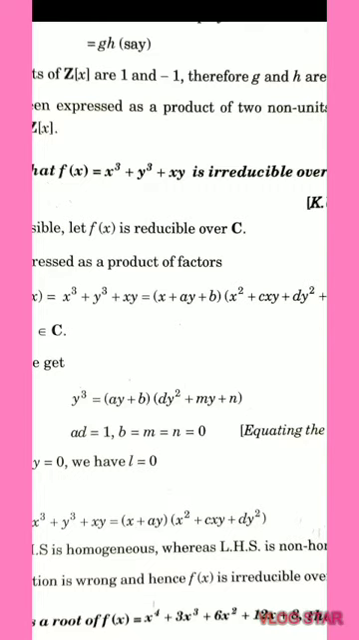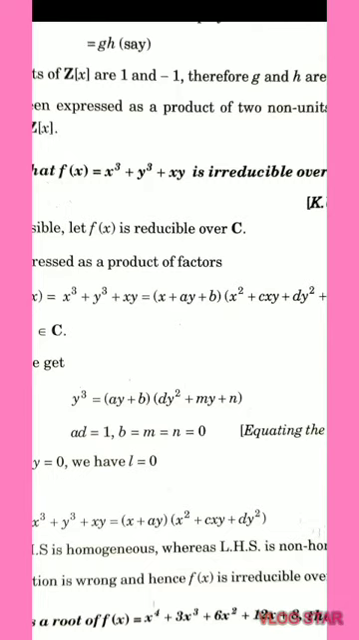Y cube is equal to ay plus b into dy square plus my plus n. This implies ad equal to 1, b equal to m equal to n equal to 0. Equating the coefficients, we get this result. Similarly, taking y equal to 0, we will get l equal to 0.